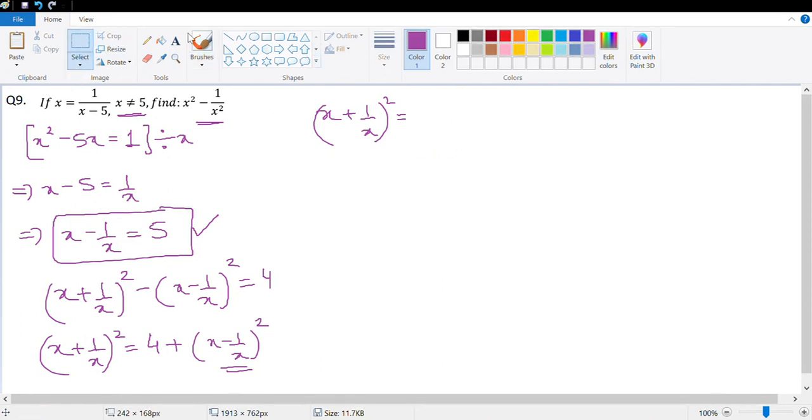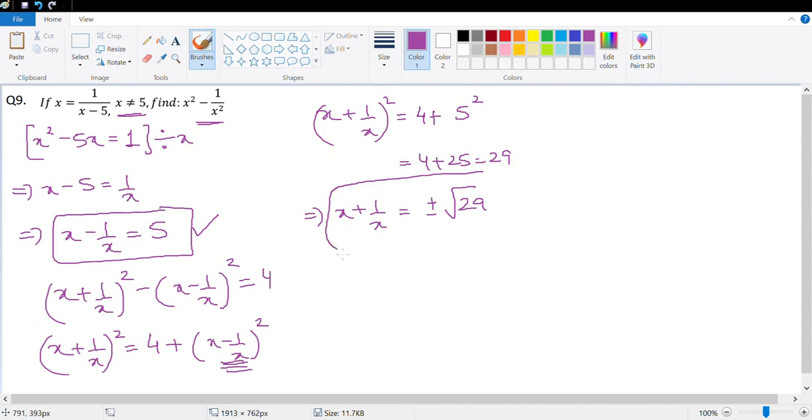Let me erase this. Let's write this again. So this is equal to 4 plus x minus 1 upon x, which is 5. So this is 5 square, which is 4 plus 25, which is equal to 29, which means x plus 1 upon x is equal to plus minus square root of 29. So that's the value of x plus 1 upon x.